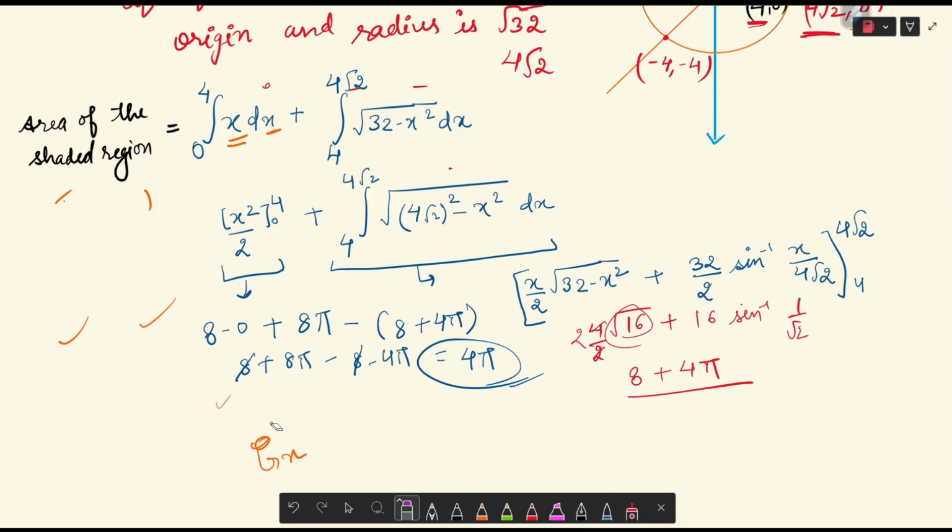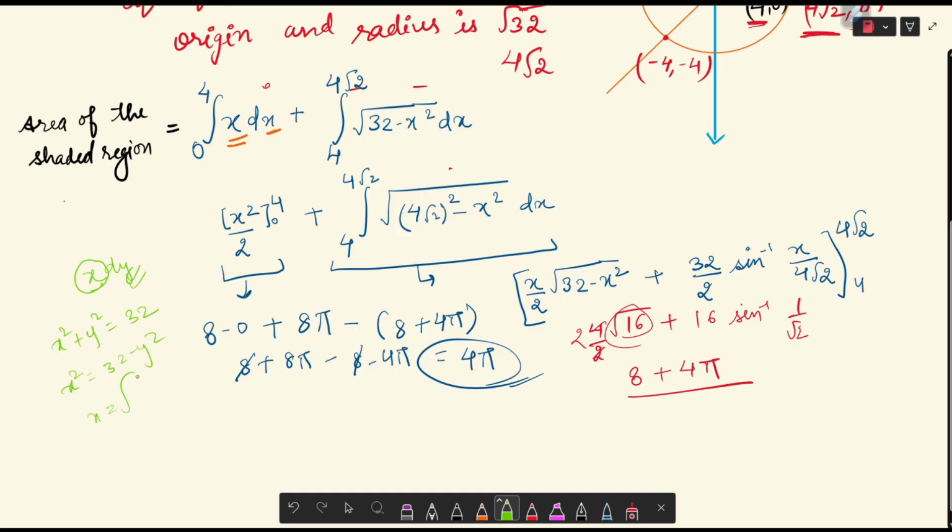If you are taking dx then you need to find the value of y from the given equation of the curve, and if it is dy then you need to find the value of x from the given equation of the curve. Like here x square plus y square is equal to 32, so we need to put here x. If we are taking dy then what will be the value of x? X square is equal to 32 minus y square, then x will be under root 32 minus y square. Okay. So in either of the ways you can remember, whichever you remember, you can use. Okay.